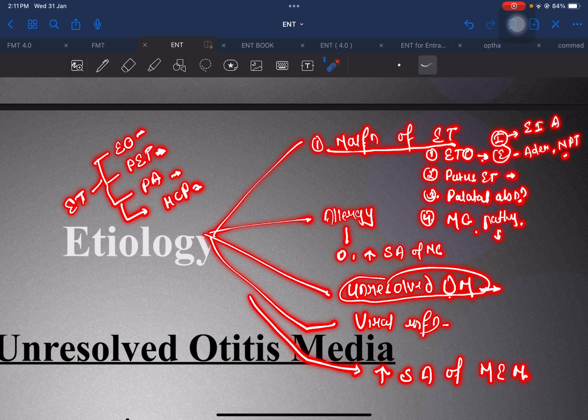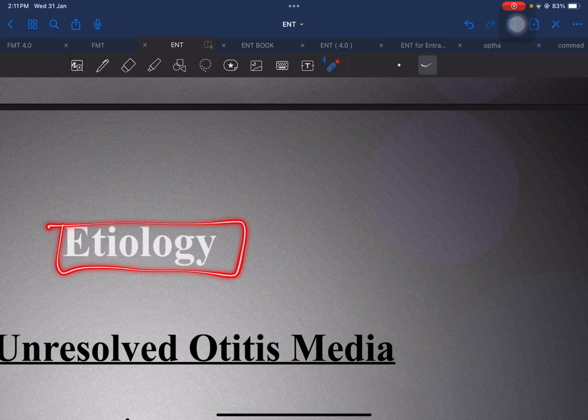Talking about viral infections, adenovirus and rhinovirus are responsible for upper respiratory tract infection, and as we know, upper respiratory tract infections are a predisposing factor for otitis media with effusion. Similarly, talking about increase in secretory activity of the middle ear mucosa, we already talked about it: an increased number of mucosal and serous secreting cells results in more secretion. These are the etiologies to keep in mind.